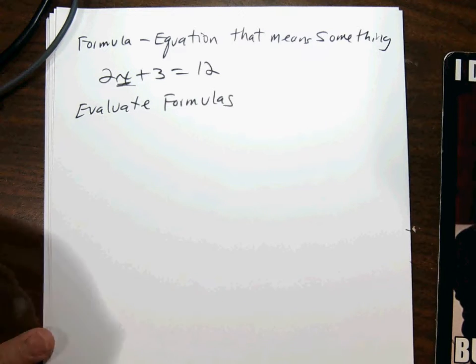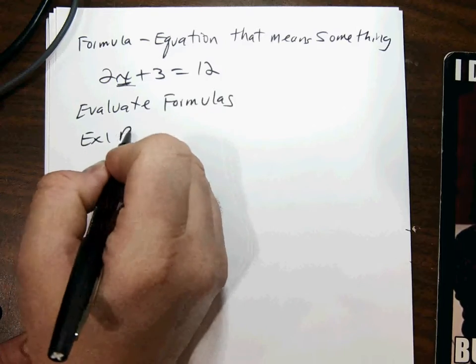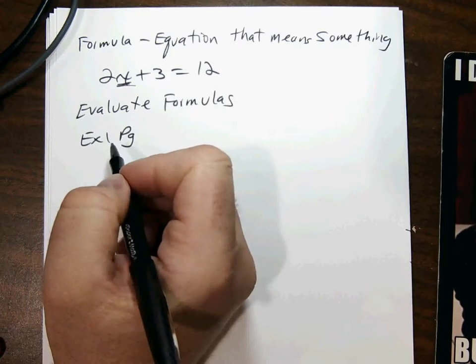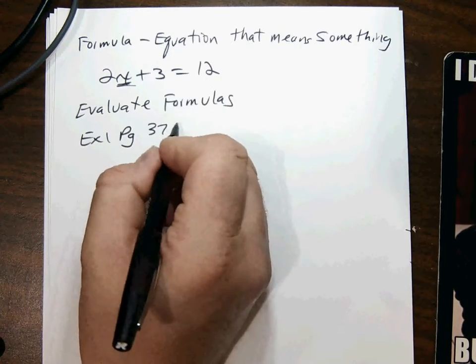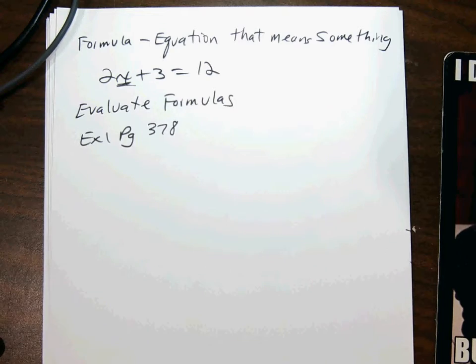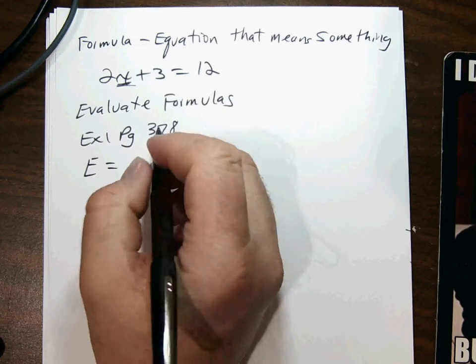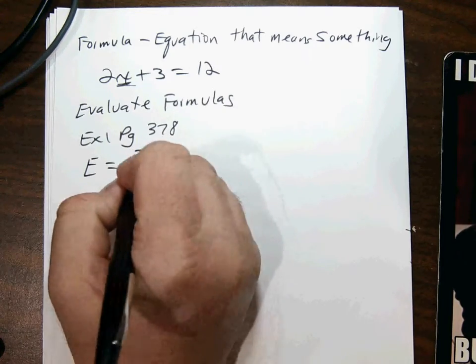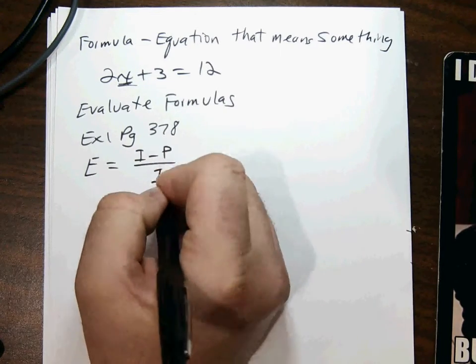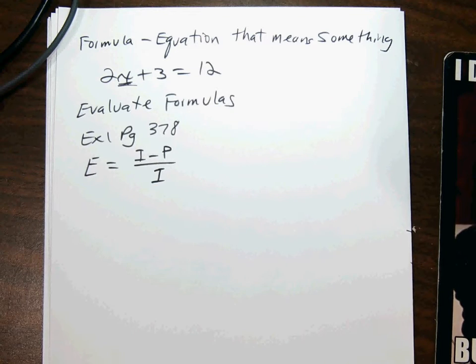All right, example 1 on page 378 talks about engine efficiency. We're given this formula, E equals I minus P over I. Engine efficiency is calculated by taking the input, in this case the input energy or heat, minus the output energy or heat, and dividing it by the input.